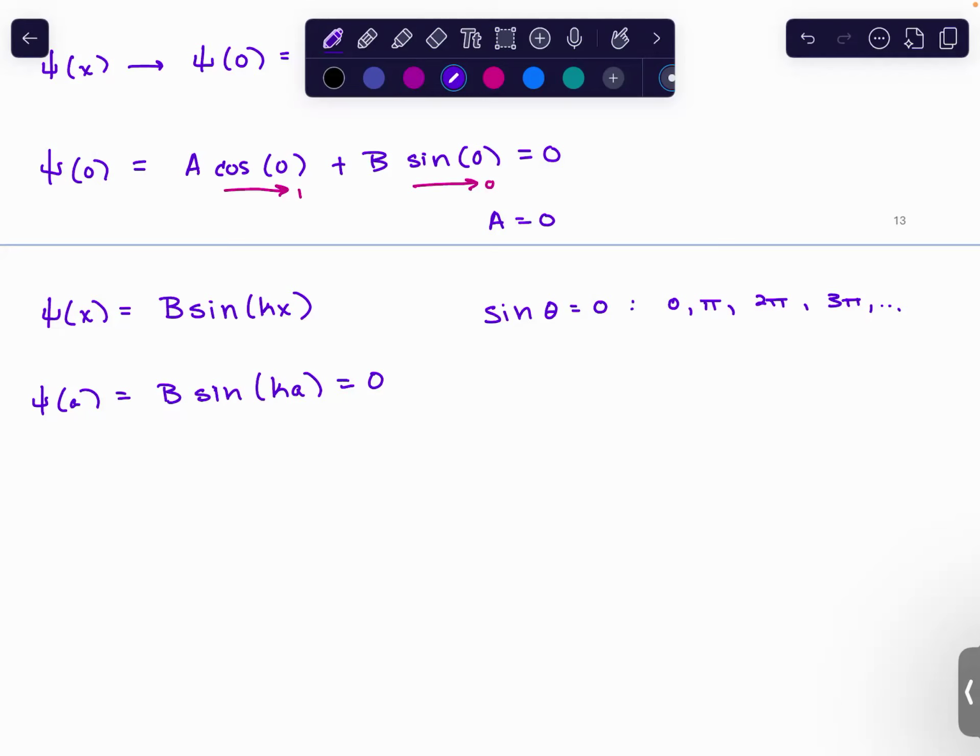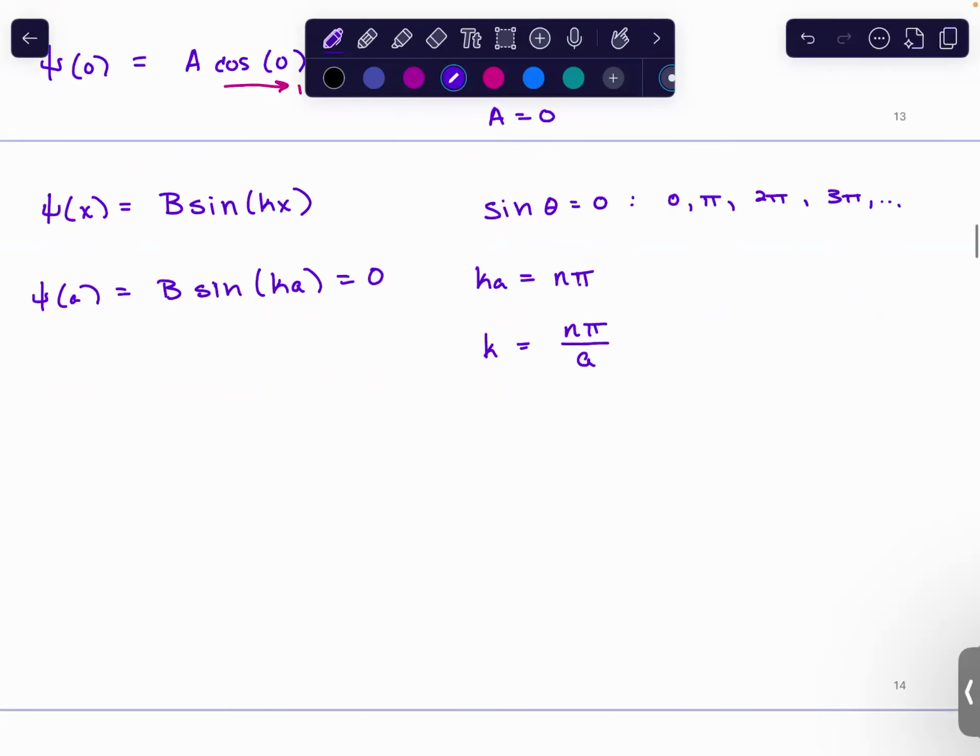Okay. So what that tells us is that Ka is going to be some value of n times pi. And when I solve for my K, I get n pi over A. We're not going to go through normalization. We don't need to do that in this class, but this will give us the non-normalized general solution for the wave function of our electron in the infinite square well, or in a bound orbital.